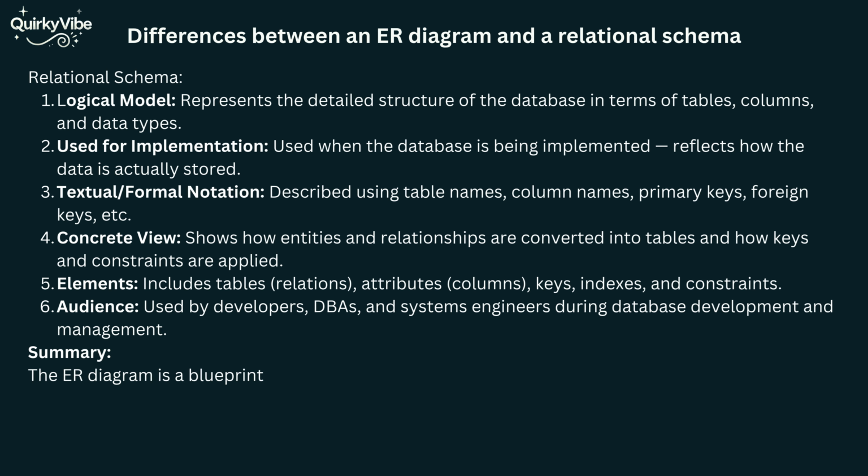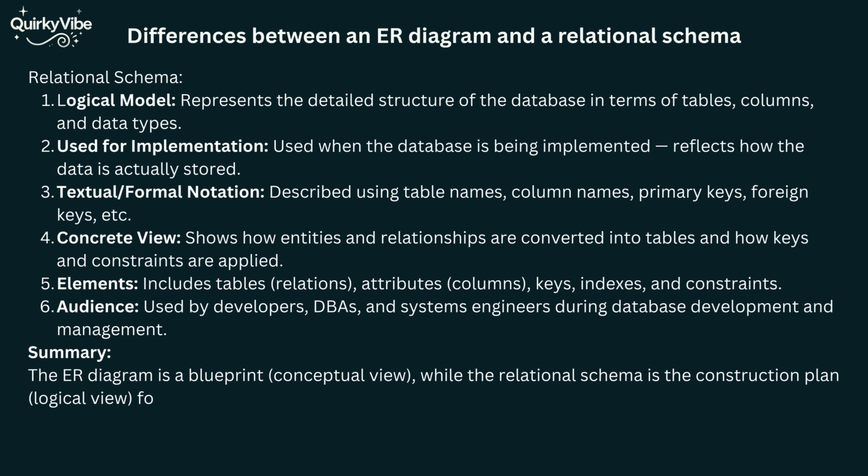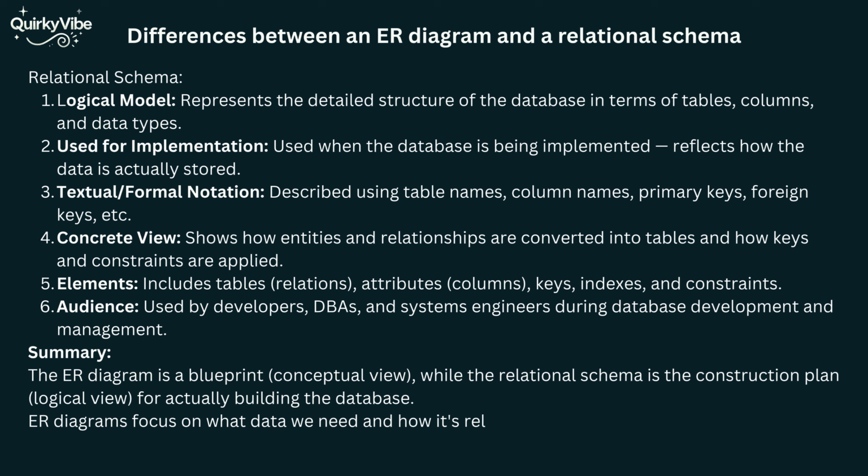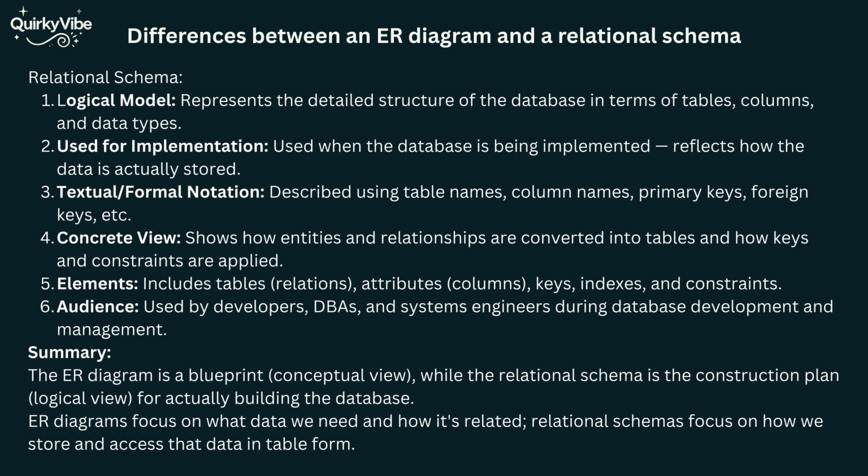Summary. Think of it this way. The ER diagram is like a blueprint. It shows what data is needed and how it relates. The relational schema is the construction plan. It shows how to store that data using tables, columns, and keys. So, ER diagrams focus on what data we need, while relational schemas focus on how we store and access it.